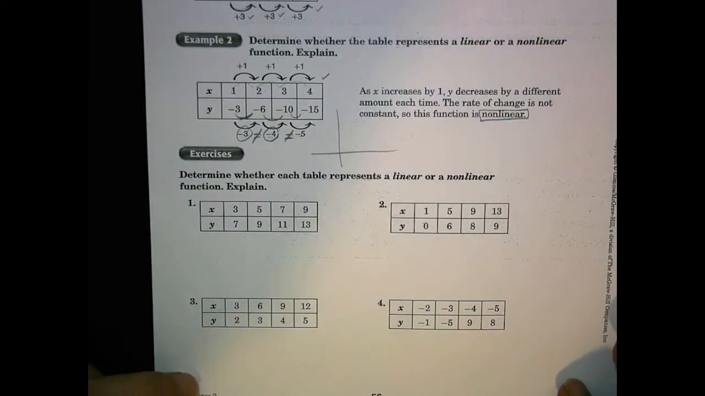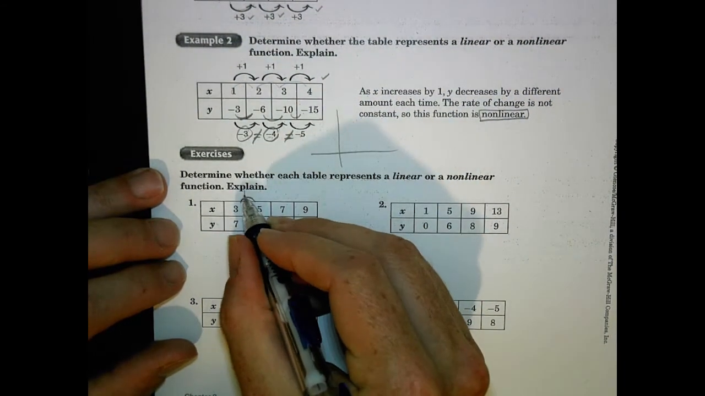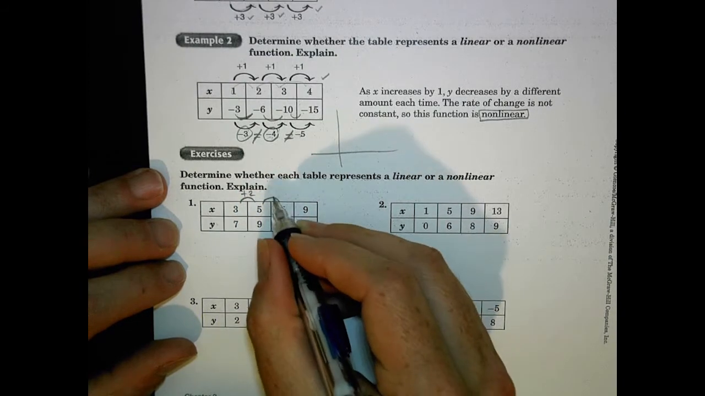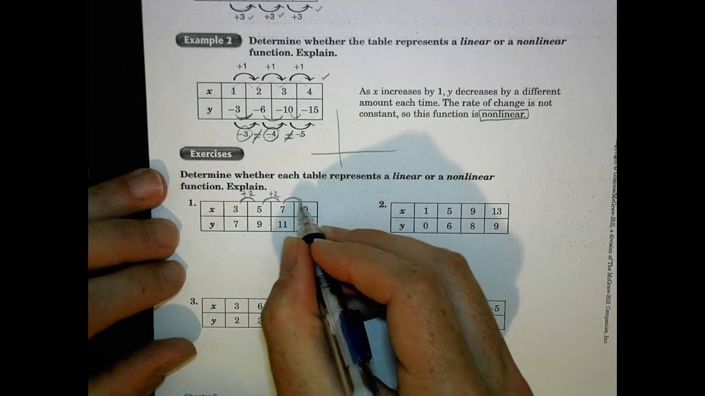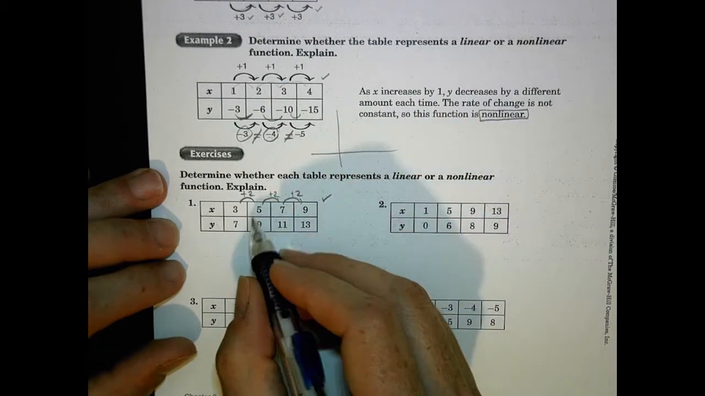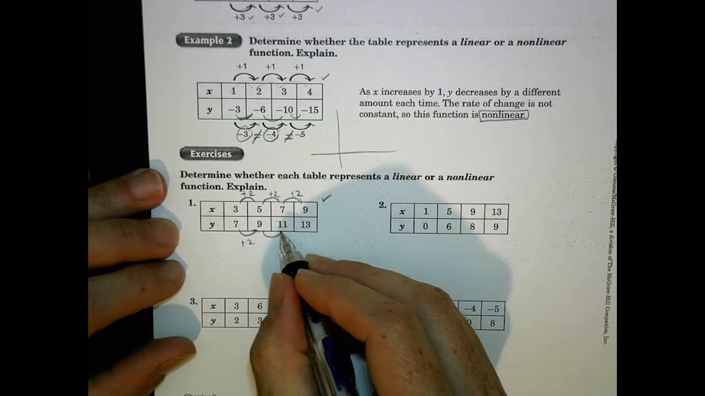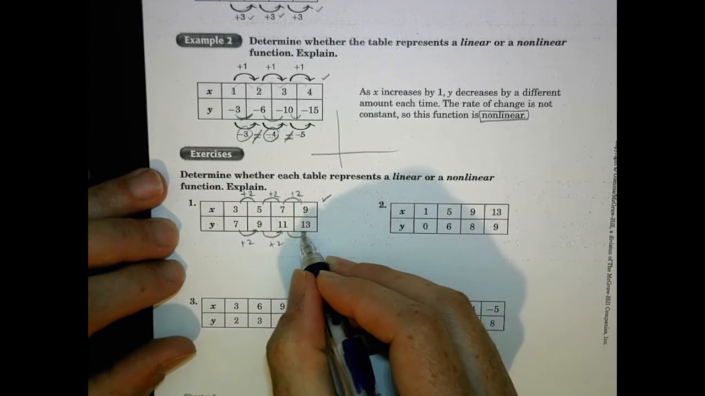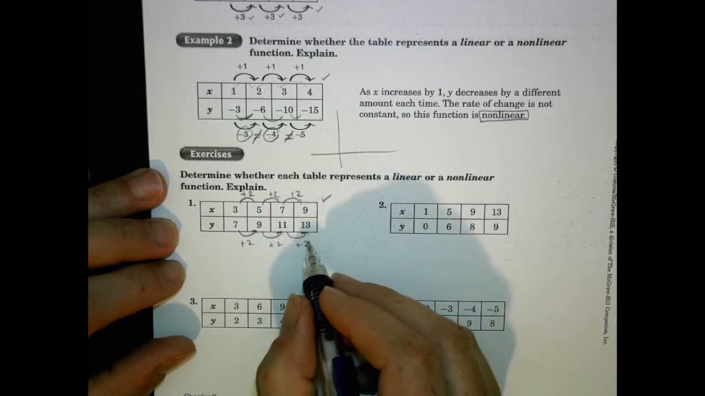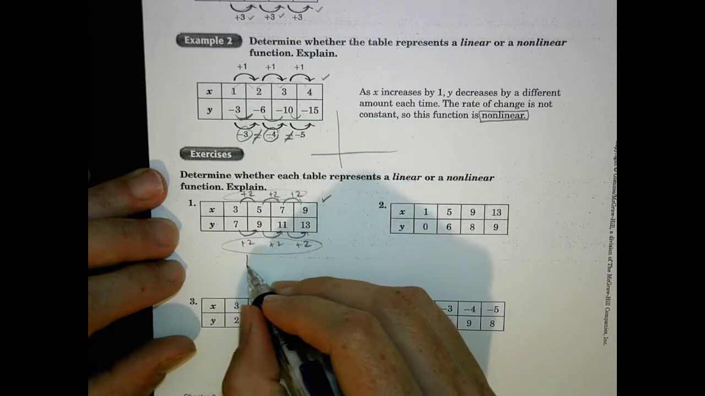All right, so let's take a look at some other examples. So what you're going to have today is you're going to have some tables like this. So look for the difference. From 3 to 5 is plus 2. 5 to 7 is plus 2. 7 to 9 is plus 2. So we know we're increasing by 2 in the top. That all looks great. So here, 7 to 9 is plus 2. 9 to 11 is plus 2. 11 to 13 is also plus 2. Because those all match, and those all match each other, we're going to say this is definitely going to be a linear function.